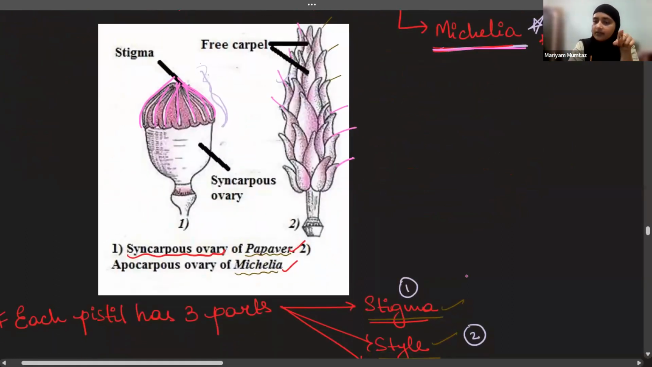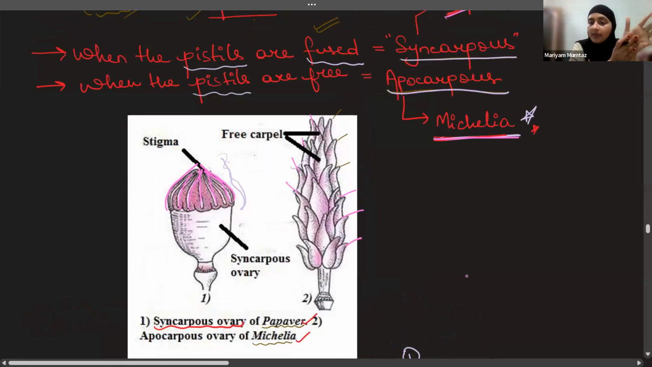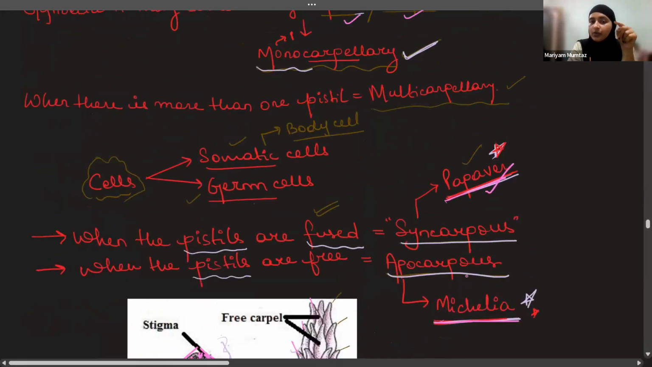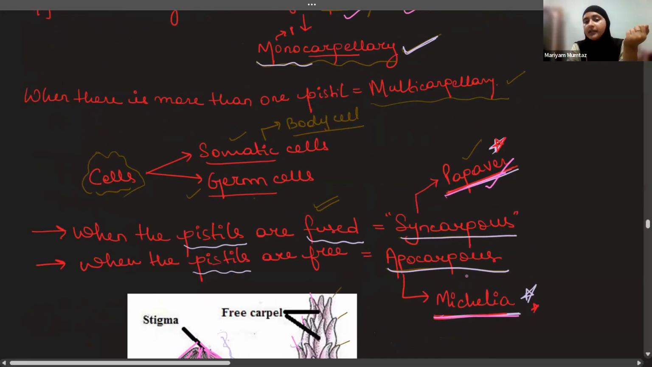Okay, this is clear. Now this is the differentiation of the pistil or the carpel depending upon whether they are fused or whether they are free. Earlier, the differentiation was because of the number. When the carpel is 1, that is monocarpellary. When the carpel is 2, then that is bicarpellary. And when the carpels are multiple, then that is multicarpellary.